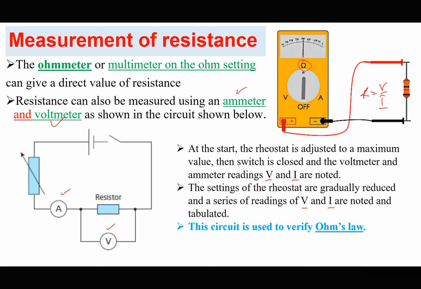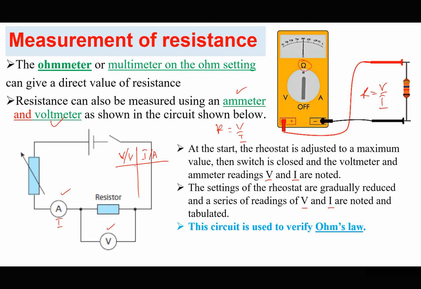So instead of getting a single value of R as V over I, in my circuit I have incorporated a variable resistor so that I can change the V and the I, so that I'll have a table of values where I have V measured in volts and I measured in amperes, and then I'll be able to plot a graph.